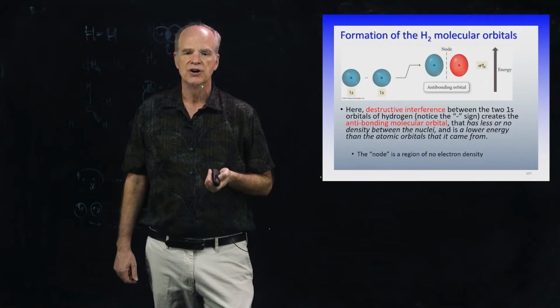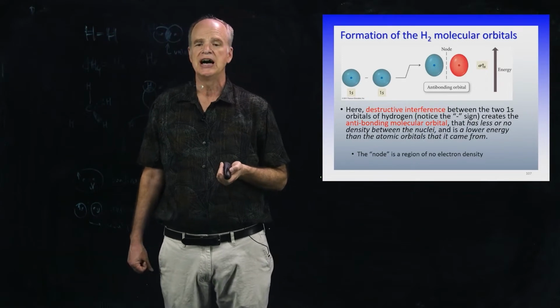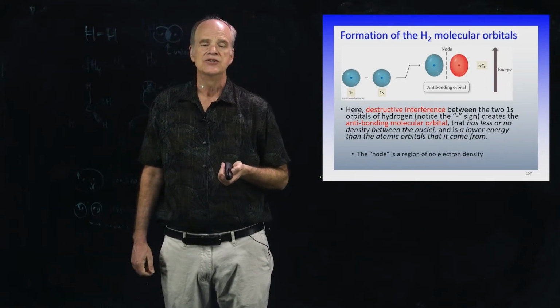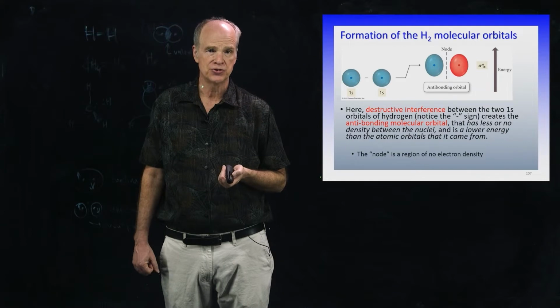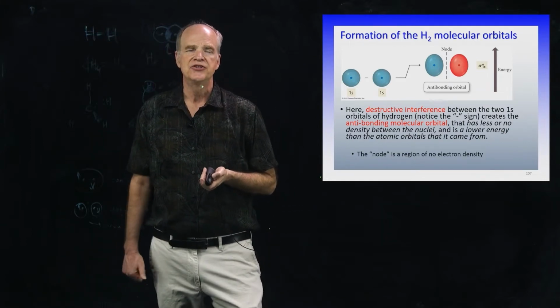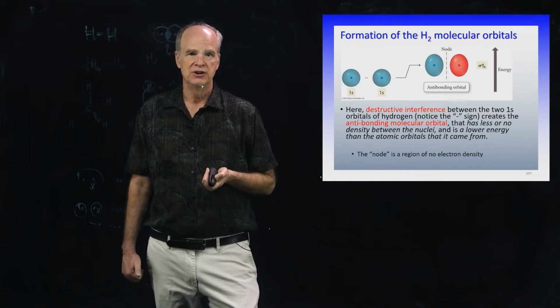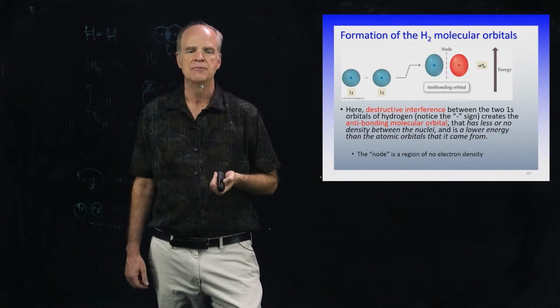Now here's where I describe the formation of the antibonding orbital. This time what you do is you take these 1s orbitals and you subtract one from the other, much like I did in the diagram. And so you create that antibonding orbital. Now note there are different colors for the antibonding orbital.